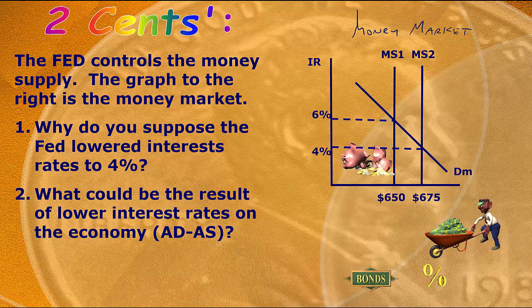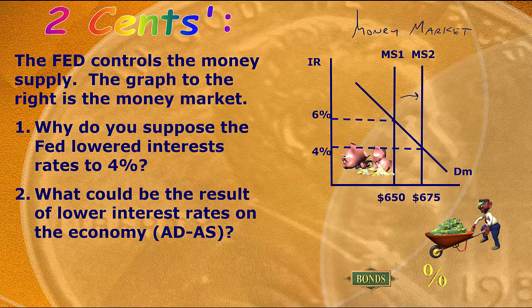Anyway, the whole point of all of this though is that the Federal Reserve conducts monetary policy by controlling the size of the money supply. So basically, if the Fed wants to lower interest rates, they will increase the size of the money supply. And so I have shifted that curve to the right, and it creates a new equilibrium along the demand curve at a lower interest rate.